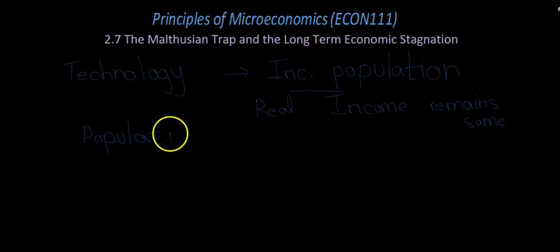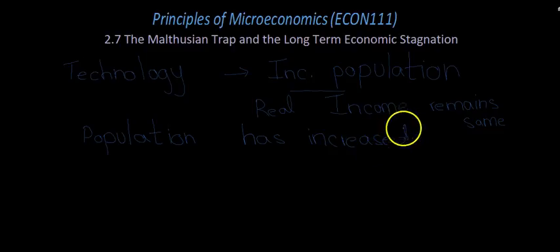And it is important to know that all those years population increased, but real income remained the same and even fell in some countries due to some other reasons, such as some plague or some cholera in India, etc.